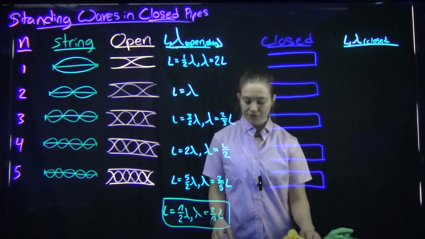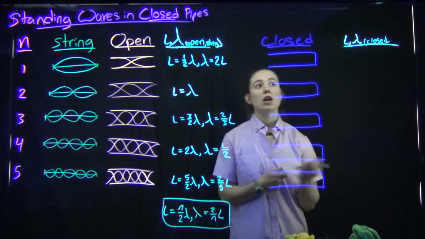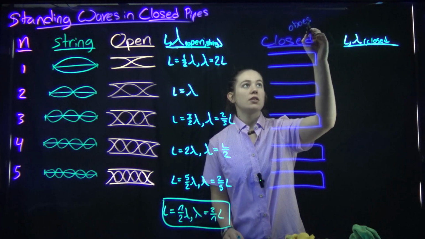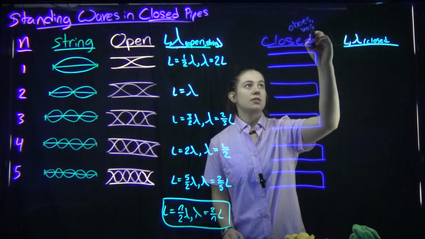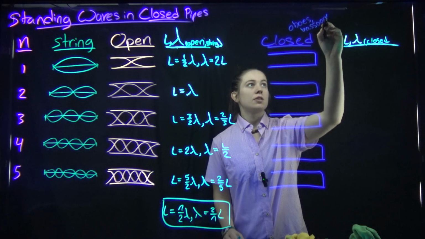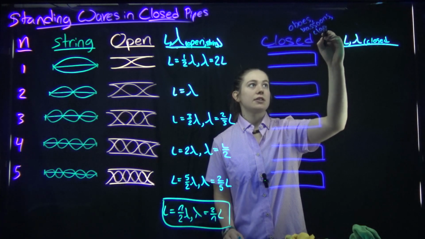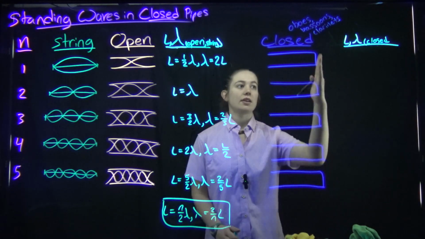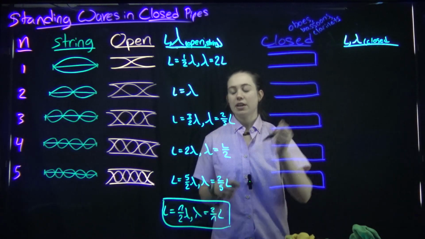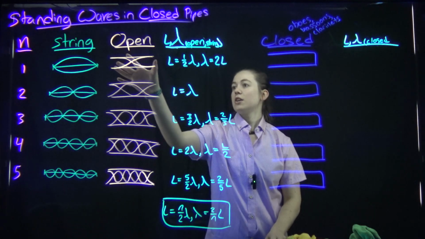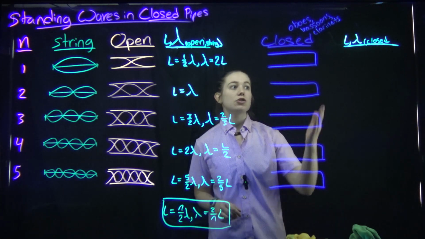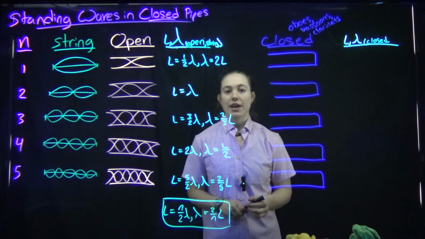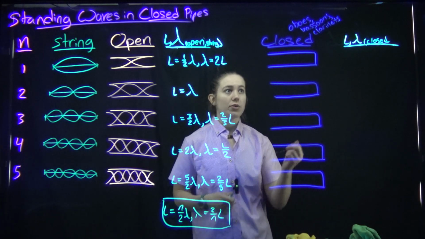All right, so in closed pipes, these are often used in oboes, bassoons, and clarinets. We have a closed end, right? So in the open pipe, we had 2 open ends. In closed pipes, we have 1 closed end. At the closed end, we must have a node.